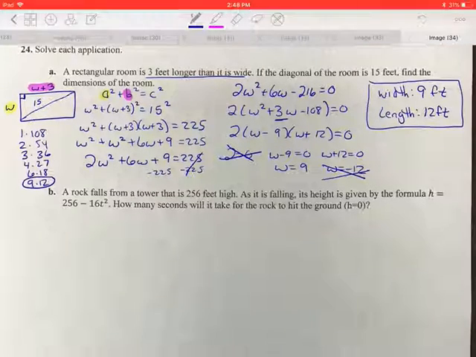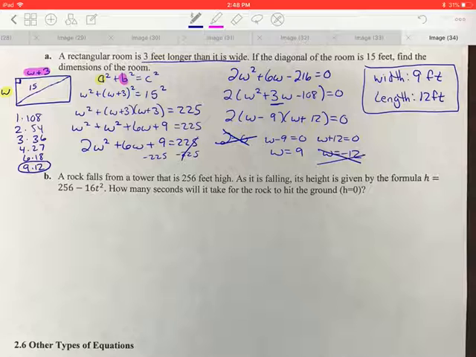All right, now part B is a little bit easier because they give us the equation. It's kind of split up on 2 lines, so let me rewrite it here. So we don't have to come up with the equation like we did in part A. All right, so h is height and t is going to be time in seconds. So we want to know how many seconds, so we're looking for t, will it take for the rock to hit the ground? Well, if it hits the ground, that means the height is 0. So I'm going to take h and I'm going to replace it with a 0.